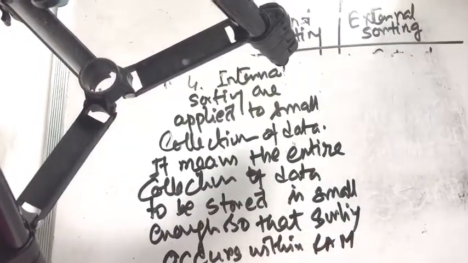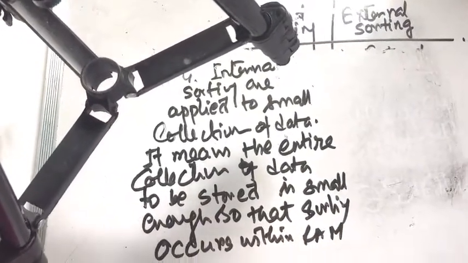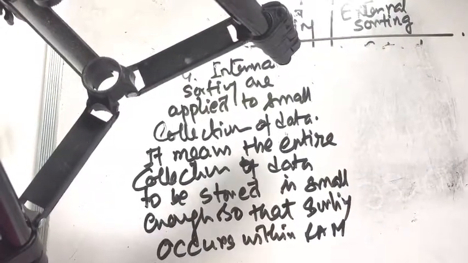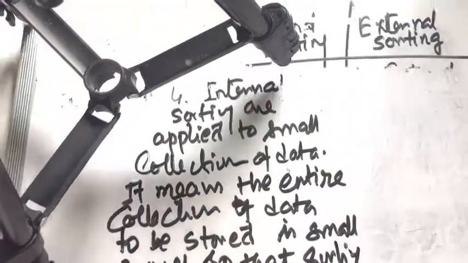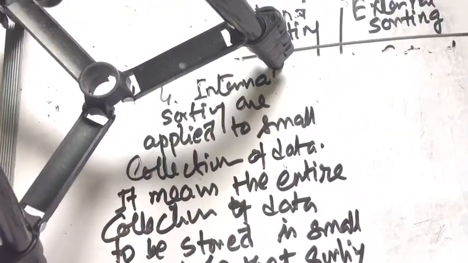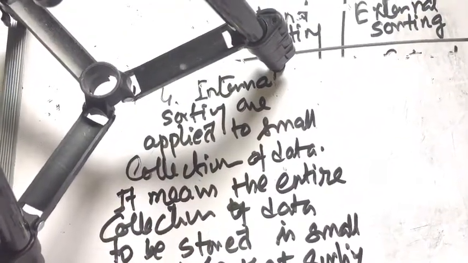So internal sorting is applied to small collections of data. That is, I know that internal sorting requires a small, limited size of data. It means the entire collection of data we give will be loaded into RAM, and the sorting will happen within the RAM. So similarly, it requires a small size of data.